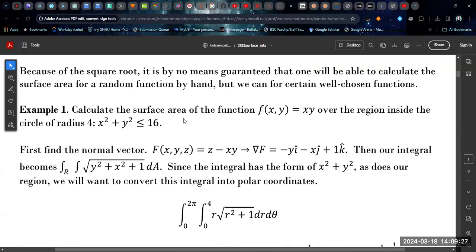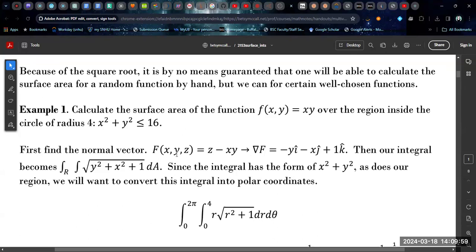So here we're going to calculate the surface area of the function xy, which is a hyperbolic paraboloid, over the region inside the circle of radius 4. So x squared plus y squared is less than or equal to 16. The fact that our gradient is going to turn out to have x squareds and y squareds in it, and the fact that we're integrating over a circle, is consistent with the idea that we're probably going to switch to polar or cylindrical coordinates for this.